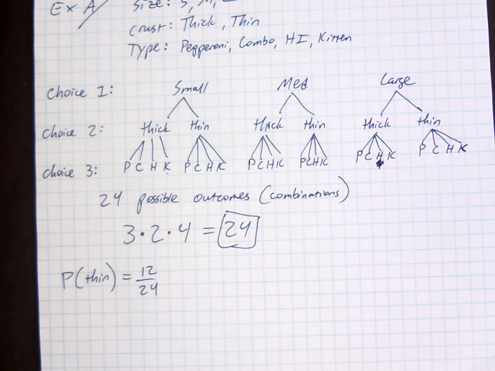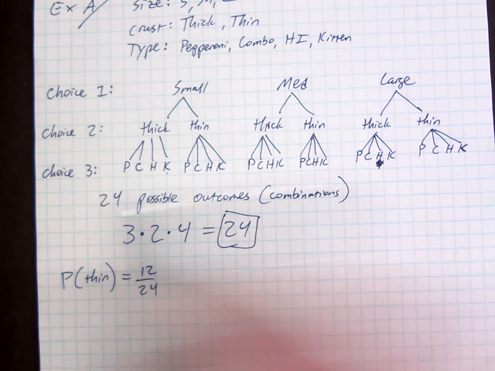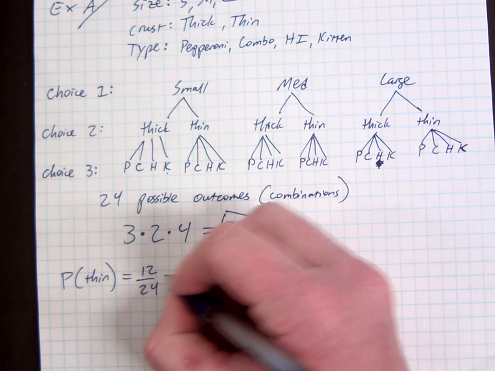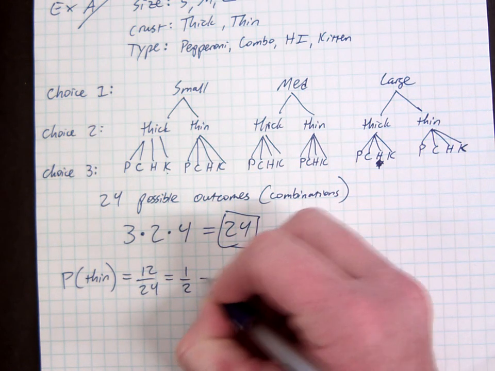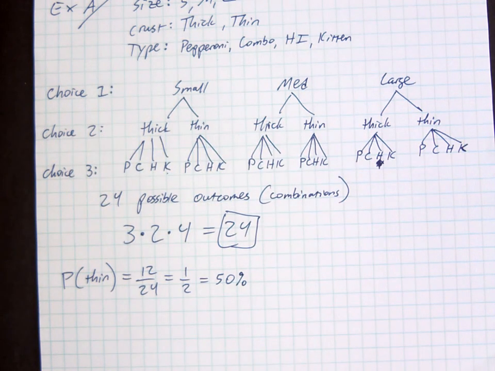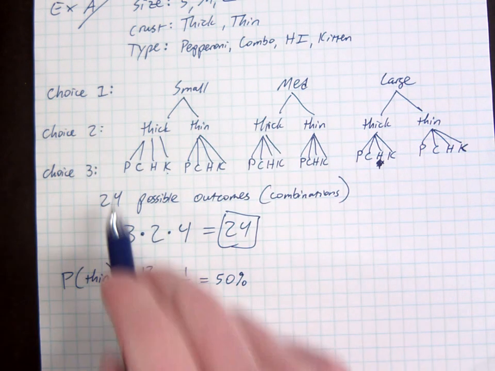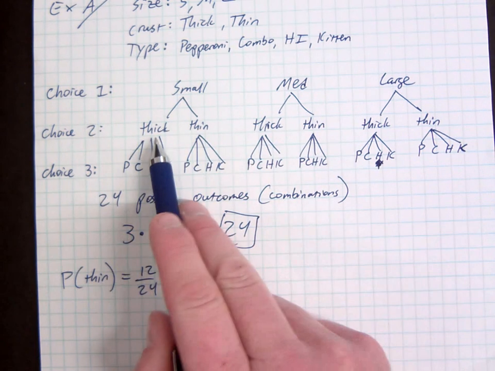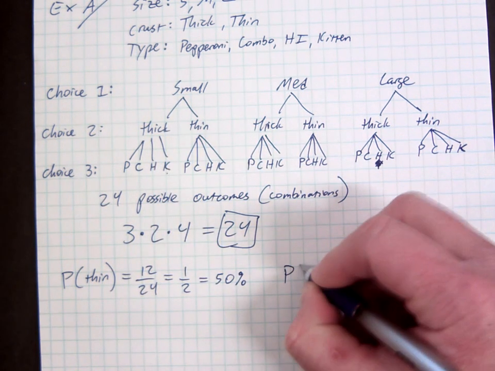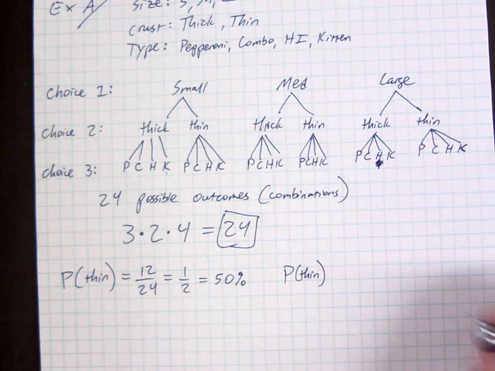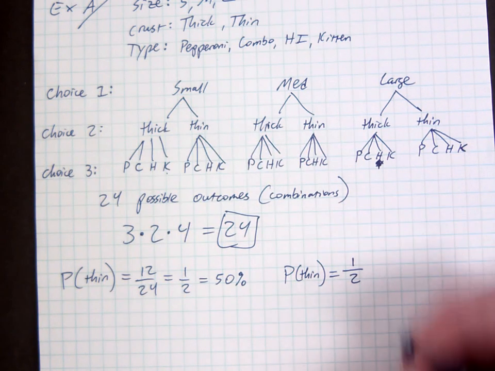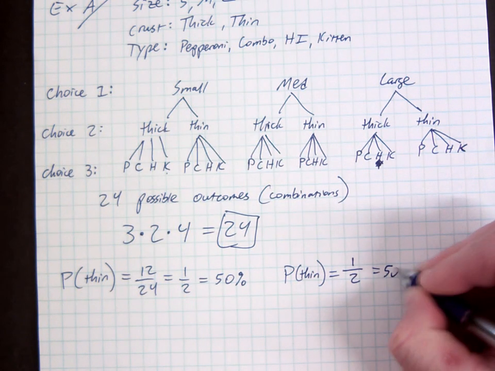So 12 out of 24 of the final pizzas came through the thin crust branch of the tree. This simplifies to 1 out of 2, or 50%. Now, some of you may have already picked up on the fact that we don't actually have to count all those. In fact, all we had to do is just look at the crusts only. The probability of thin crusts, well, there's only 2 options for crust. So out of the 2 options, one of them is thin, and we go straight to 50% that way.